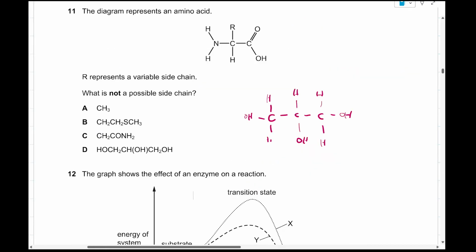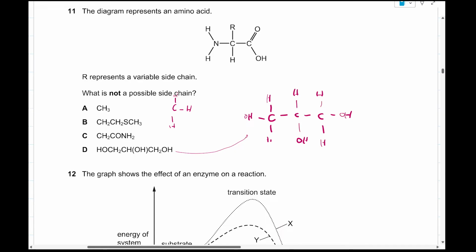Question number 11. The diagram represents an amino acid or represents a variable side chain. What is not a possible side chain? So at your current level, you're not expected to know what these side chains correspond to which proteins. How to solve this question indeed is very simple. You have to draw out each formula in this case. So let's assume that we drew all the formulas out, and then we have the last suggestion here.